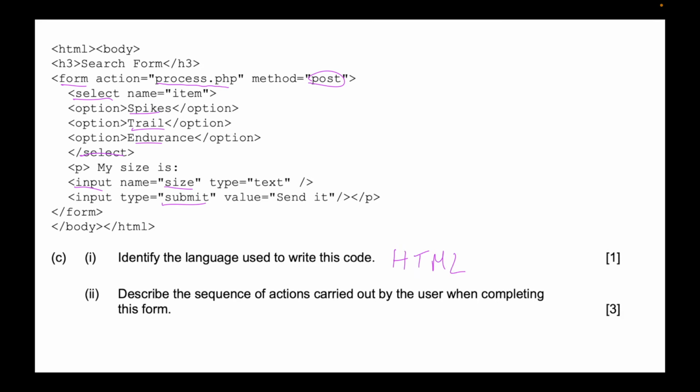Describe the sequence of actions carried out by the user in completing this form. Basically what they're going to do, they're going to select one of these options. They're going to type in their size and they're going to click the submit button. 3 points, boom.